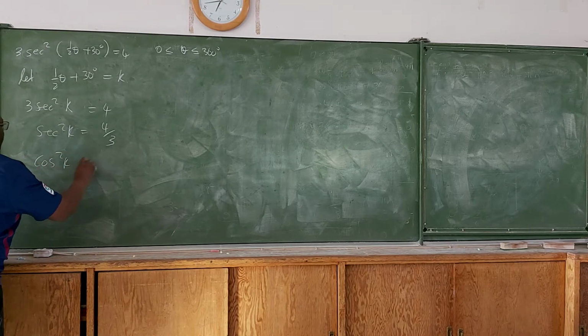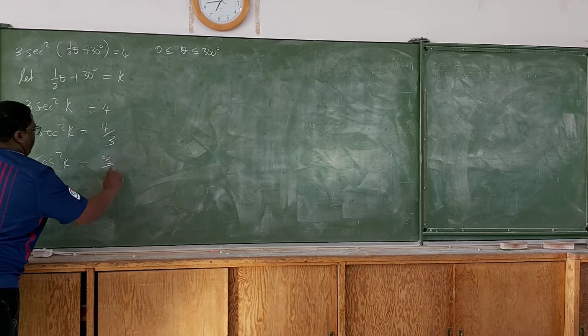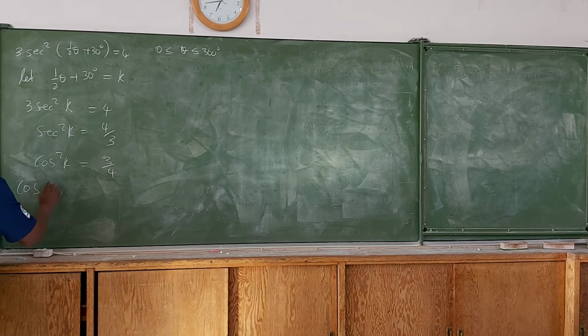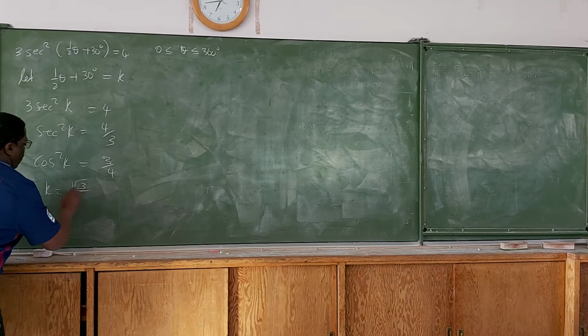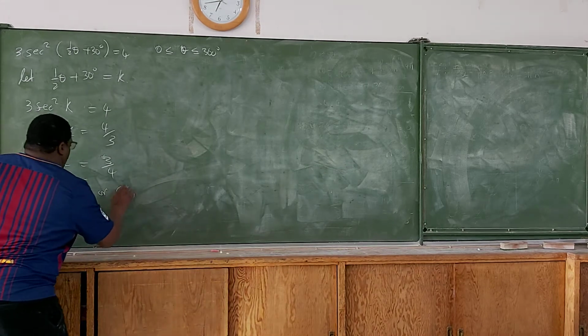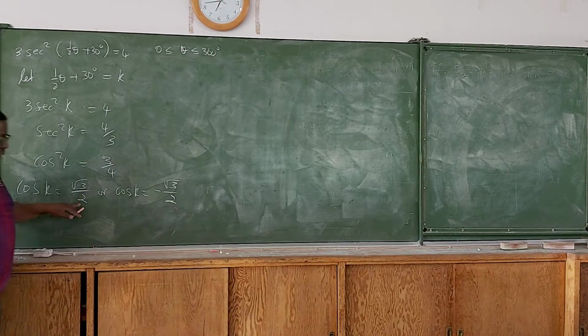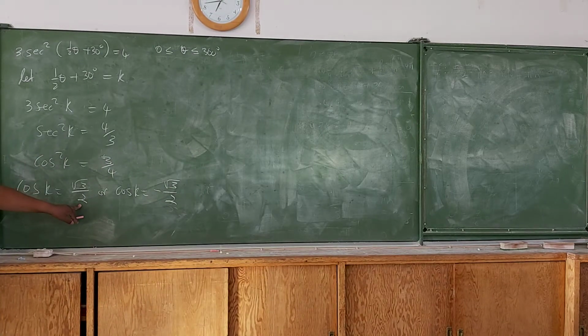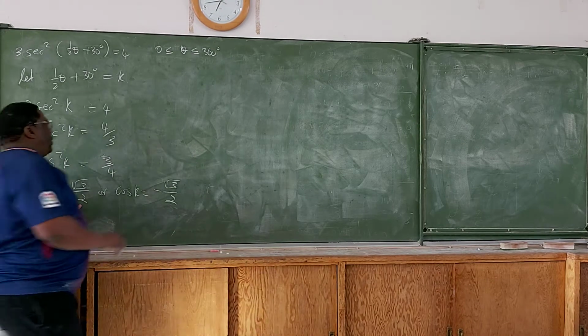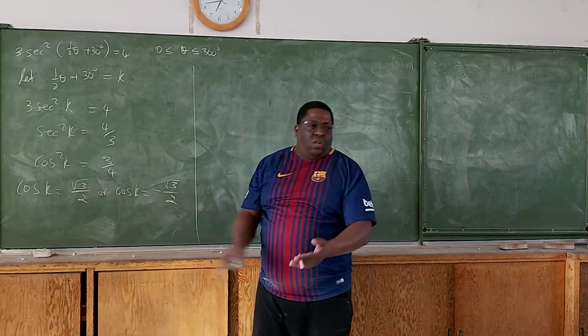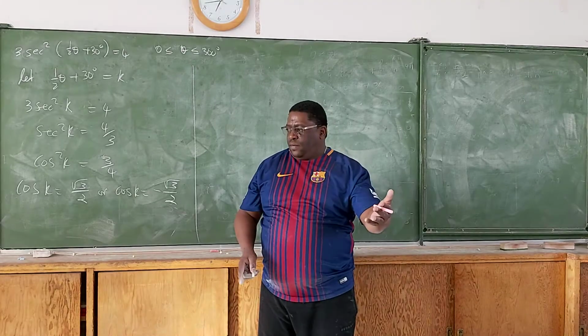Cos square k equals 3 over 4. Now you have to swap that. We now need to find the square root. So cos k equals square root of 3 over 2 or cos k equals negative square root of 3 over 2. Does everybody understand where 2 comes from? Square root of 4. So basically we are going to look at all the conditions. Right?